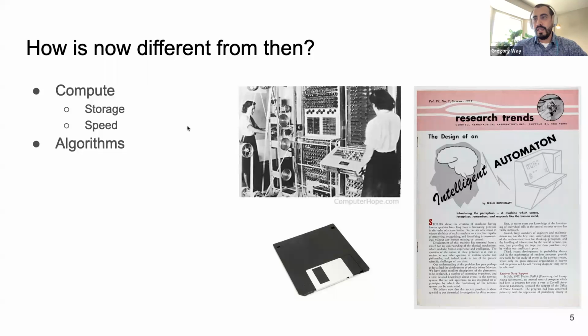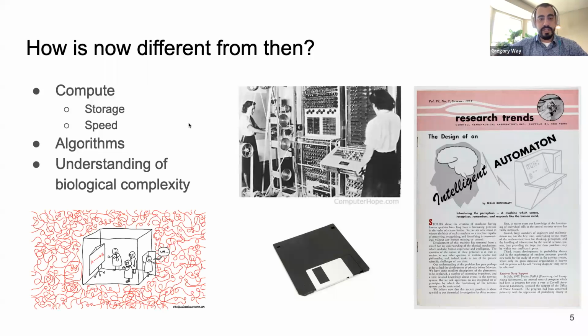But I think one key difference between now and then is that we have a much better understanding of biological complexity. In Robert Hooke's time in the mid-1600s, he had no clue what he was looking at. He didn't understand that there was so much embedded in the images that he was looking at.